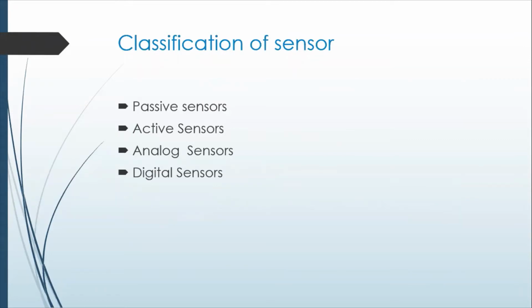Different types of sensors are passive and active. That's sort of one category. The passive sensors don't require power to operate, and active sensors do. And then analog and digital.